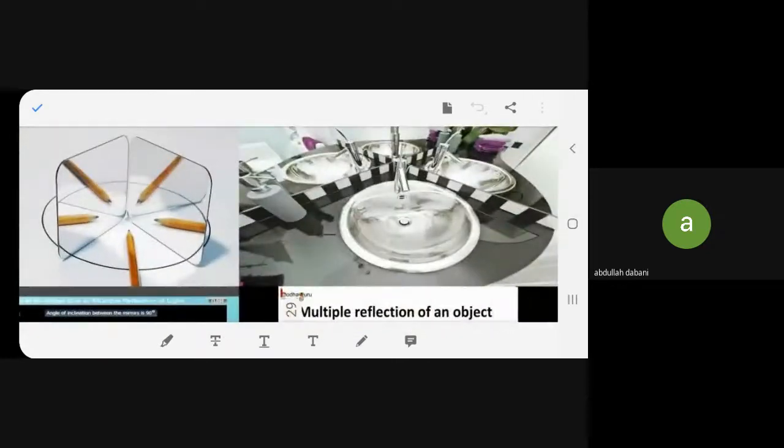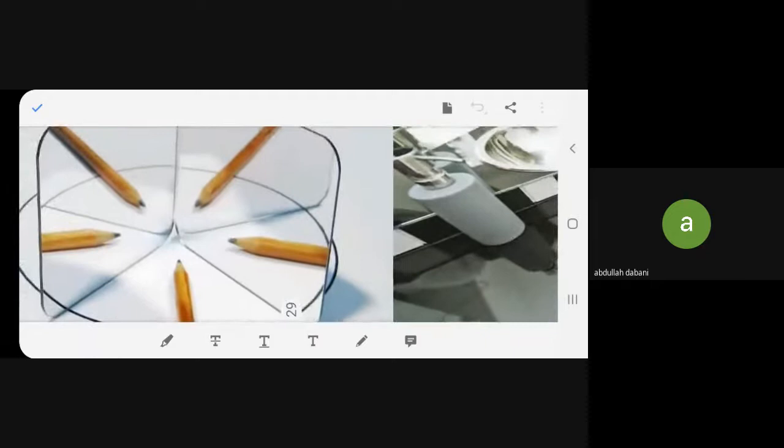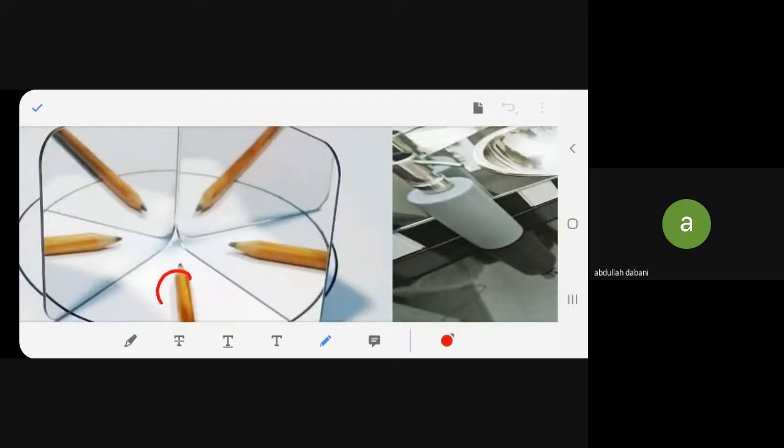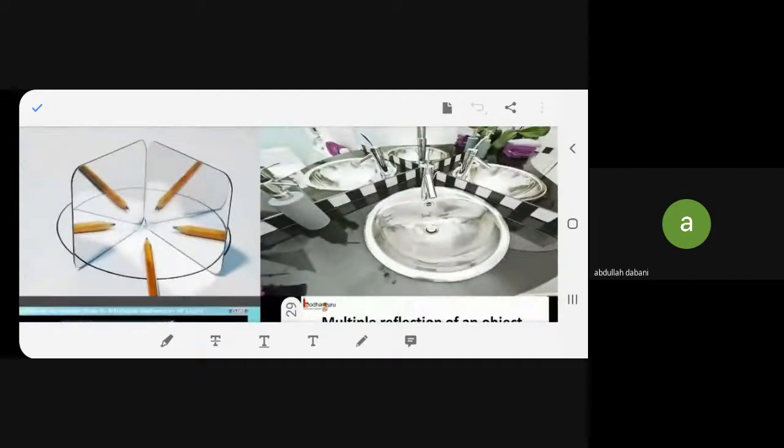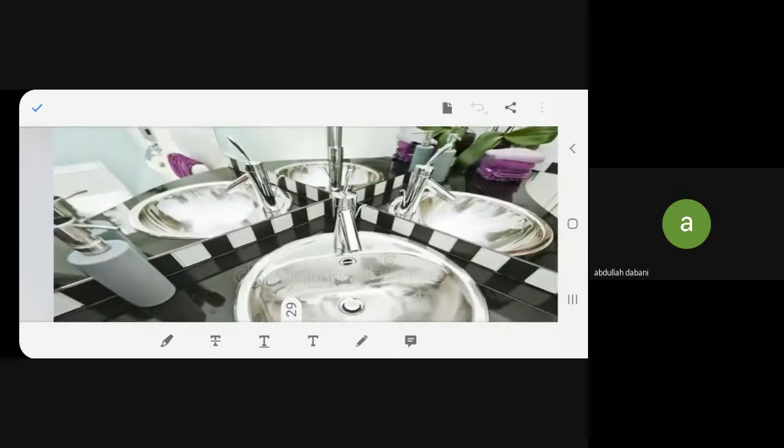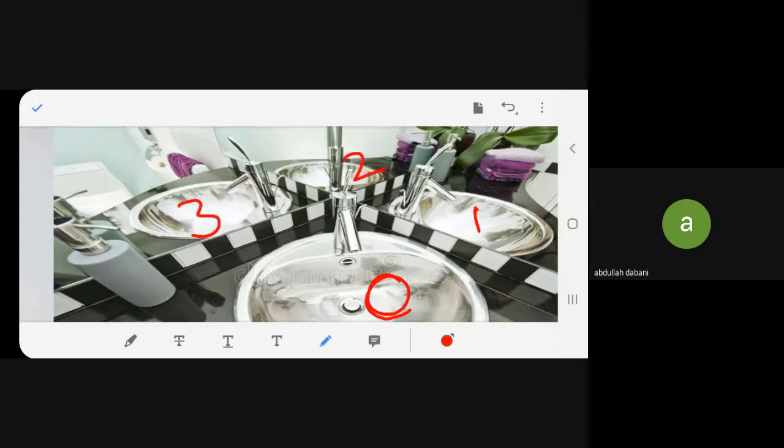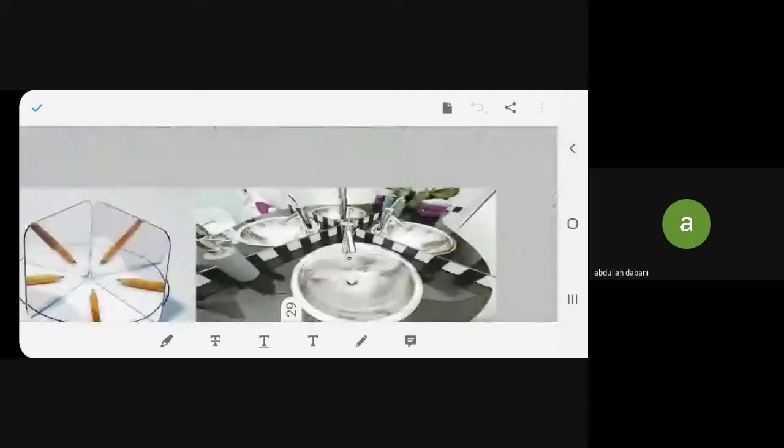Look over here. This is one object, that is a pencil. One, two, three, four. How many images are found? Four images are found. This is again multiple reflection. Look over here. This is the object. How many images found? One, two, three. Agree? Three. This is the washroom.